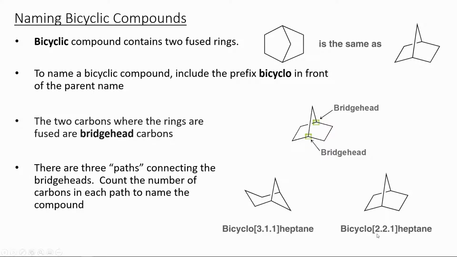So this would be bicyclo-2,2,1-heptane. On this molecule here, if we do the same exercise, if we go down and to the left, we have 1, 2, 3 carbons before we run into the next bridgehead. We have 1 carbon in this direction, or we have 1 carbon in this direction, so it would be bicyclo-3,1,1-heptane. Total of 7 carbons makes it a heptane.